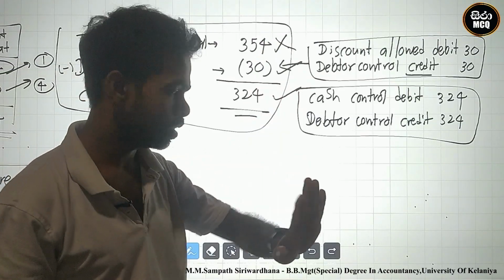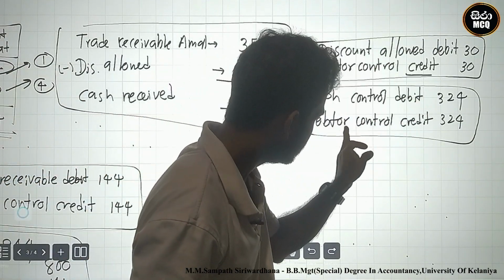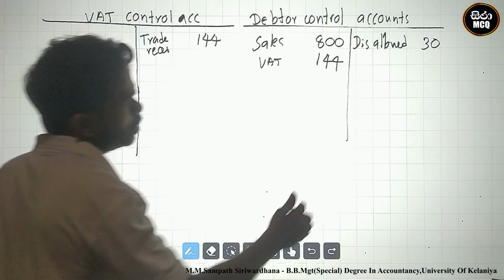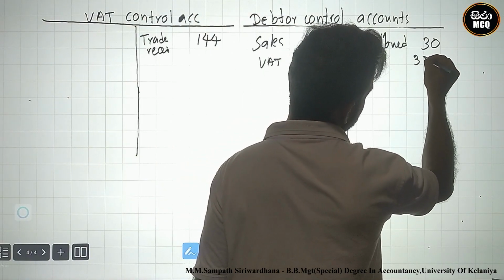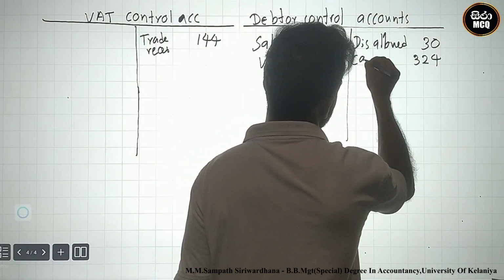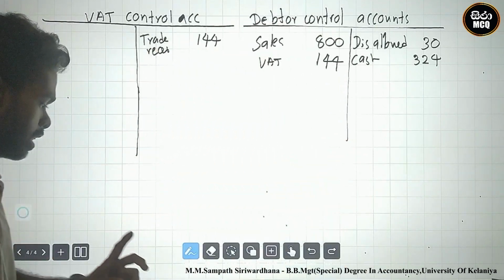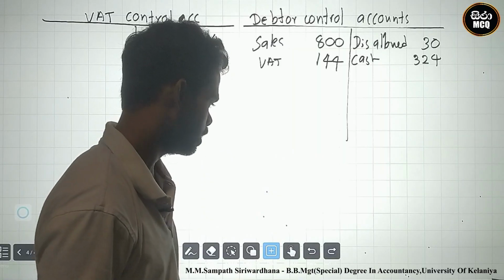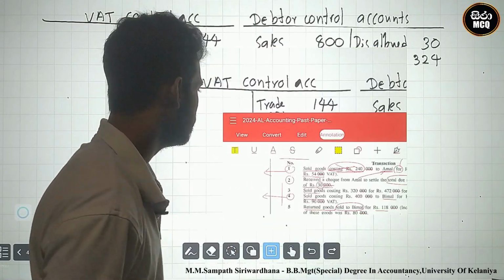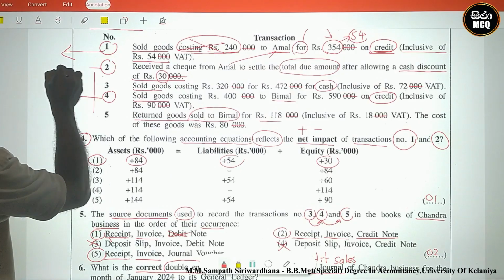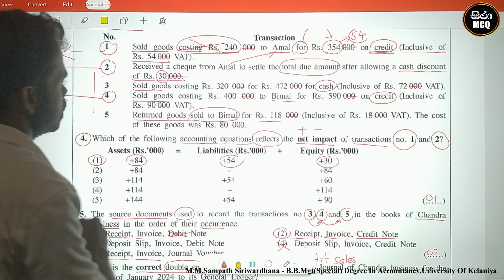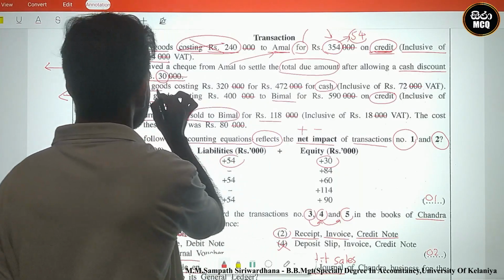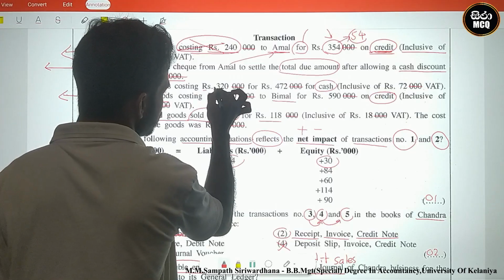Cash control debit, debtor control credit 324, debtor control credit, cash. This is the second transaction we must record. The second transaction is the cash collection. This one is okay. Third one, look here: sold goods costing 324, sold goods costing 320.